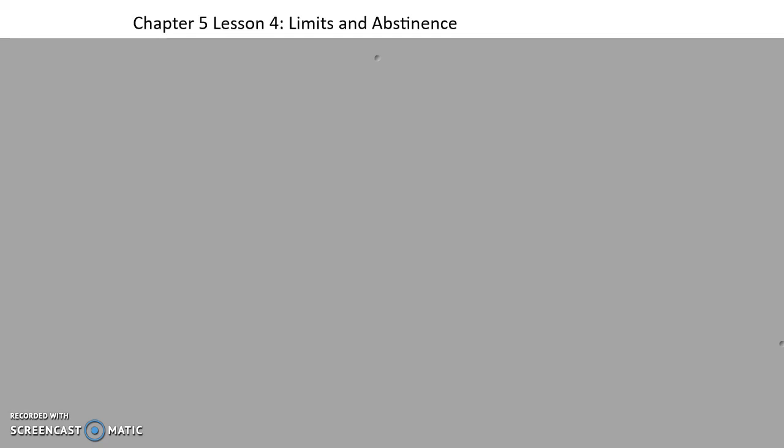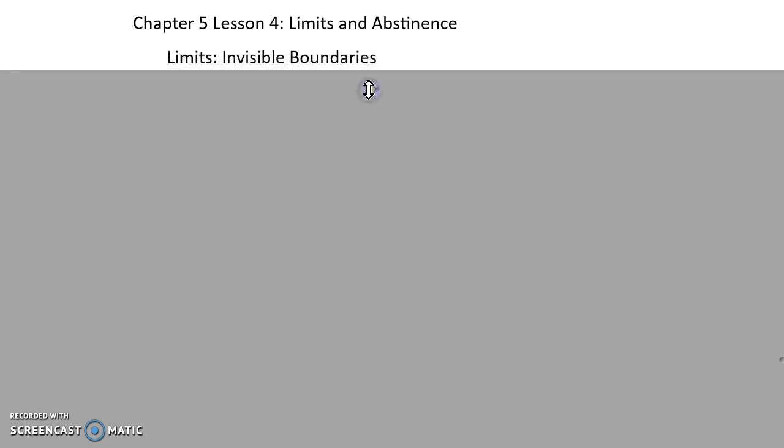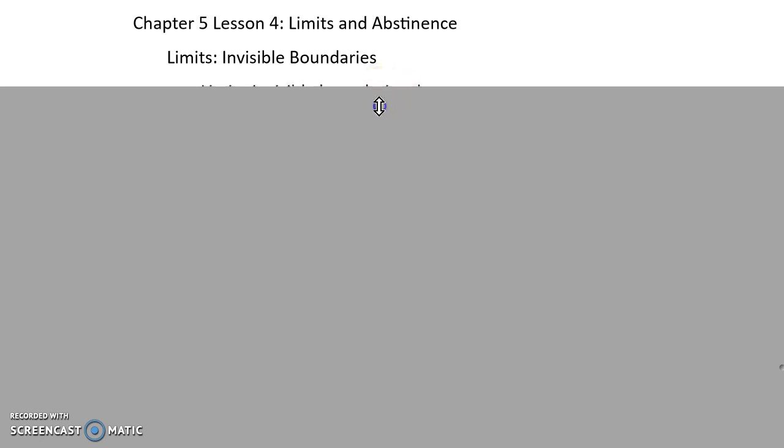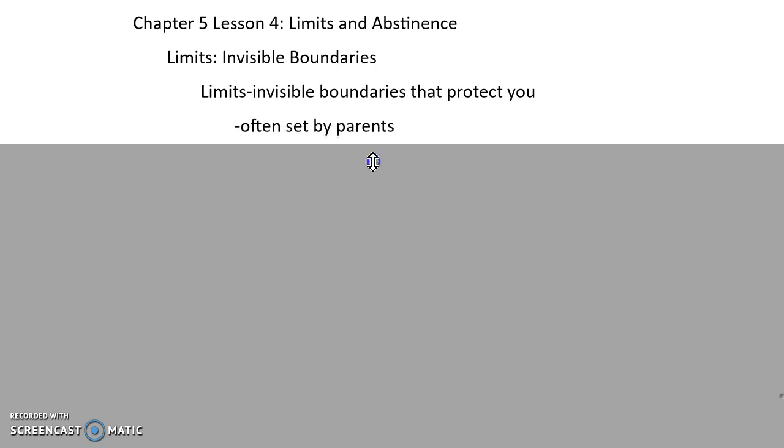All right, today we're going to start Chapter 4, Lesson 4, talking about limits and abstinence. The first thing we need to make sure we understand is what the word limits means. Limits, in simple terms, are just your invisible boundaries. These are the boundaries you set for yourself. Also, at your age, it's often boundaries that are set by your parents as well. Limits, by definition, are invisible boundaries that are meant to protect you.